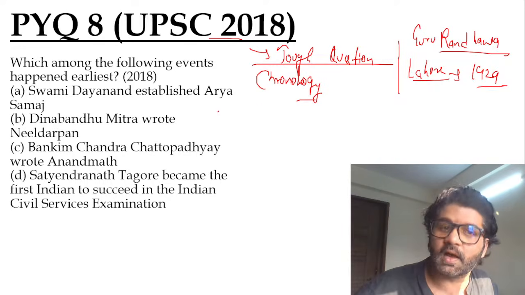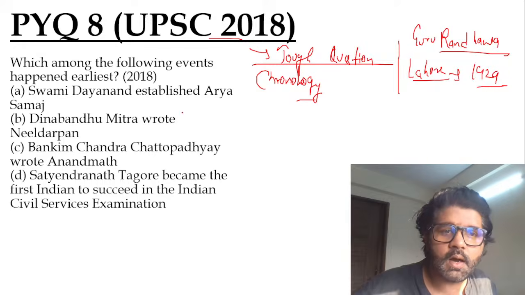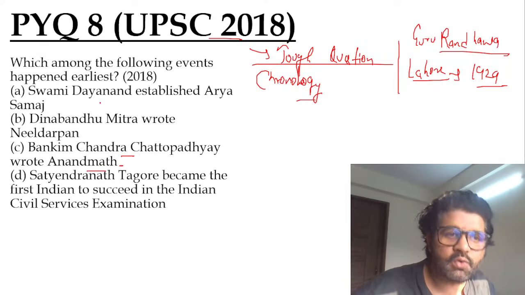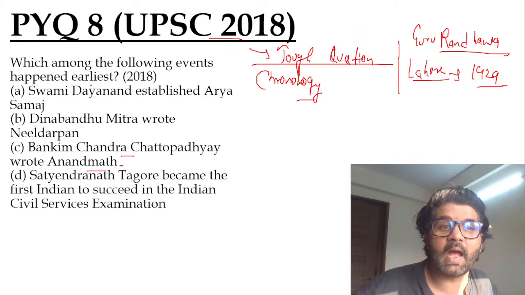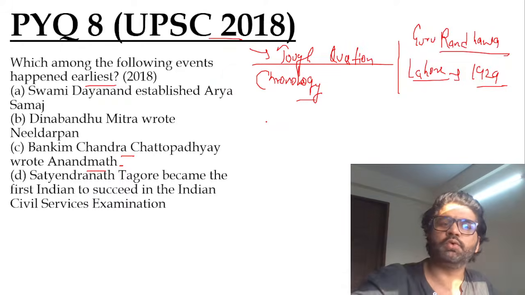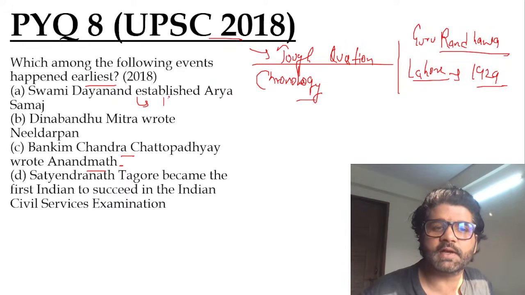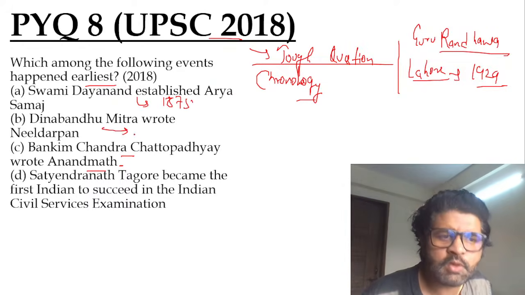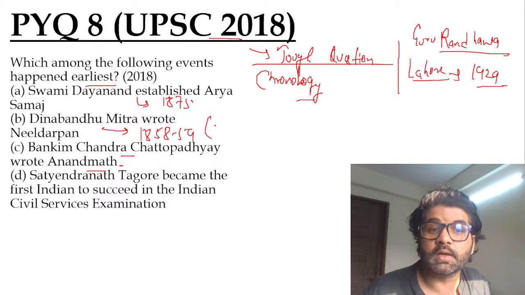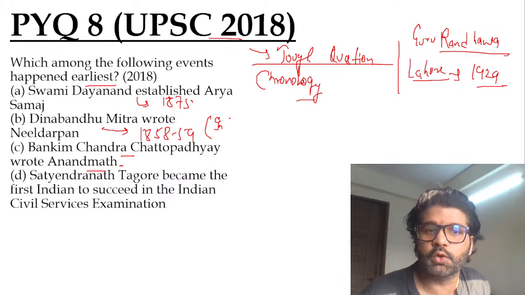Which of the following, again, it's a tough question because where is Dinabandhu Mitra? Where is Bankim Chattopadhyay? This is one point, right? You need to know other things also because they're asking which happened earliest. So this is important. Now you have to do research on other things also. Swami Dayanand established Arya Samaj in 1875. Dinabandhu Mitra wrote Neel Darpan around 1858-59 based on the Neel Bidroh, which is known as the Indigo Rebellion. Revise all these topics, guys.